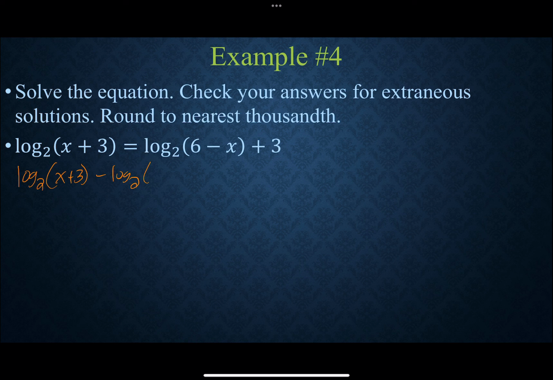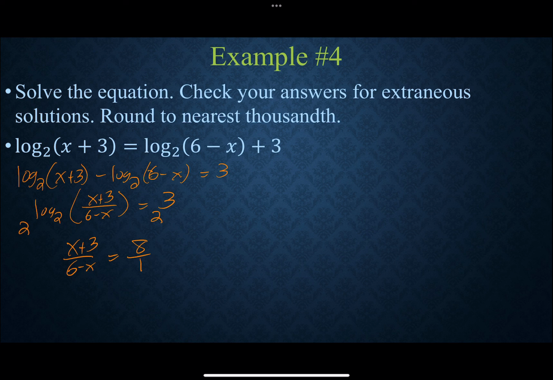So we subtract this log base 2 over. And because now we're subtracting, this condensing is division. So it's x plus 3 over 6 minus x. We then do 2 raised to both sides to cancel the log. So it's x plus 3 over 6 minus x equals 8.